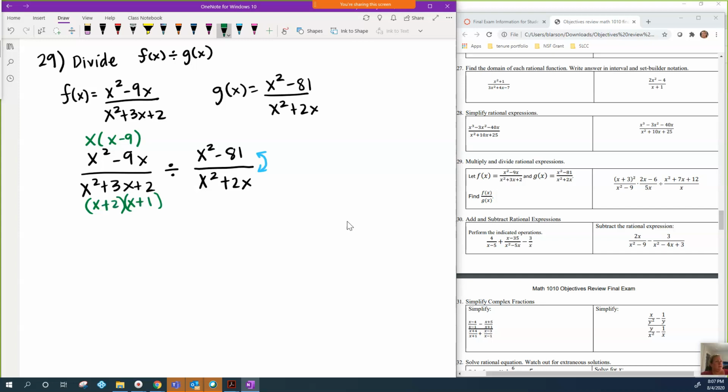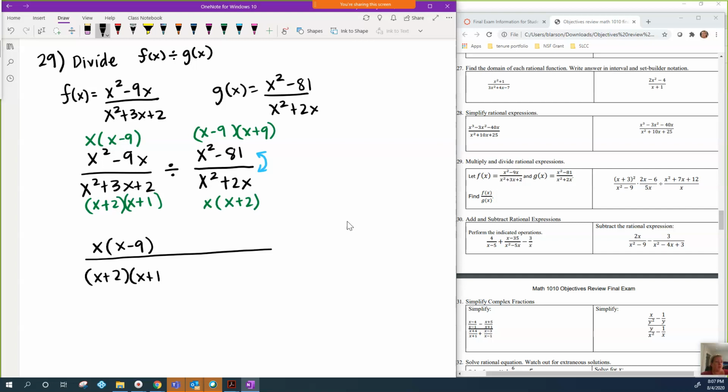If I factor this one, that's a difference of squares. So x minus 9, x plus 9. And then again here, there's just a greatest common factor that I can factor out. Okay, and now I'm going to write it as one big fraction. So my x times x minus 9 on the top, and then x plus 2, x plus 1 on the bottom. But now I've got to flip the second fraction, right?